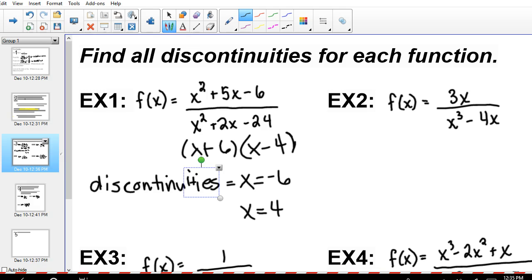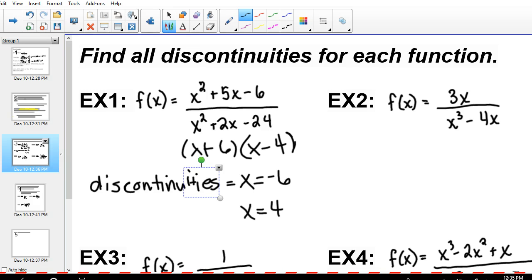Discontinuities come from the denominator only. Okay? We do not care about the numerator when we're finding discontinuities. The denominator only, except if I want to know what type of discontinuity I have. -6 and +4 are definitely discontinuities. If I want to know what type of discontinuity I have, I have to look at the numerator to see if something will cancel.